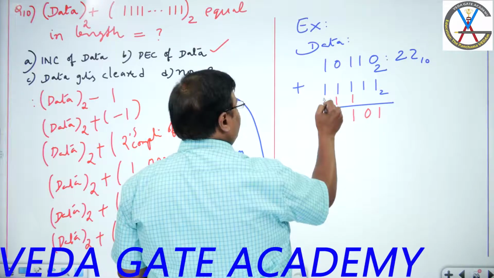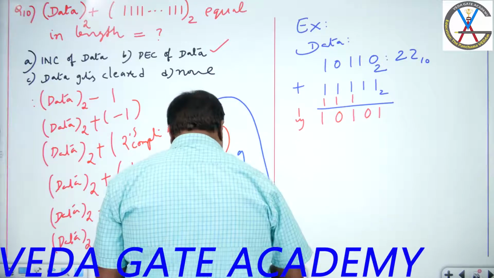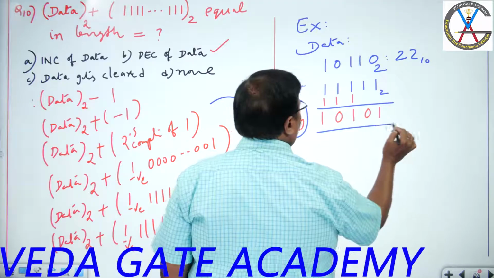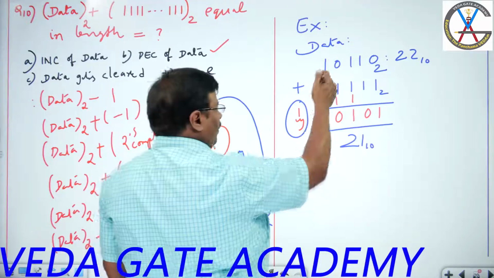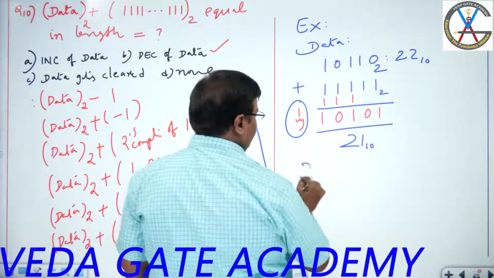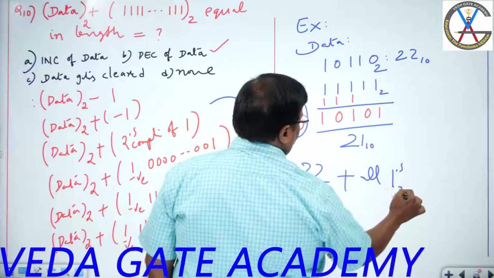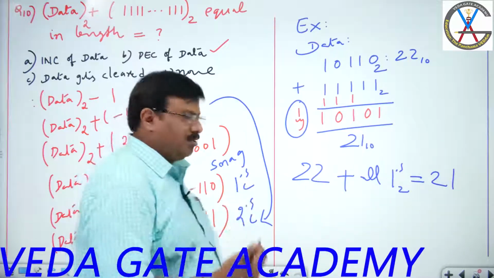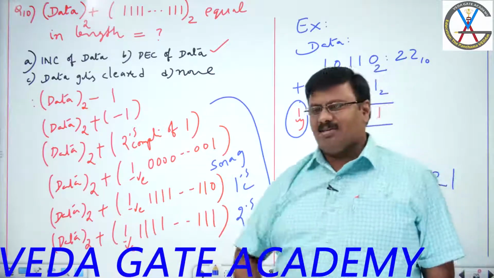1 plus 1 is 0 with carry 1. 1, 1, 1 is 1 with carry 1. Leave carry. Carry will not be in the magnitude. Take out this. Answer is 21. So 22 plus all ones in binary equal to 21. Like this, you can make digital operations faster knowing this kind of smarter techniques.